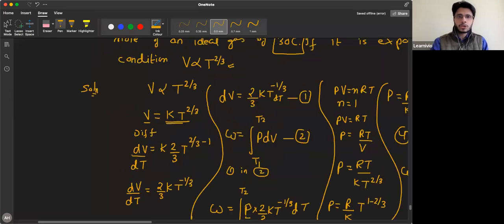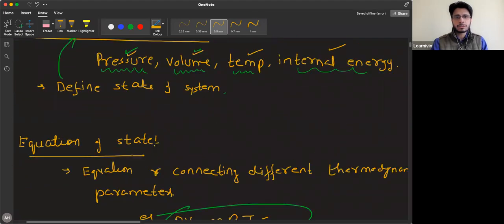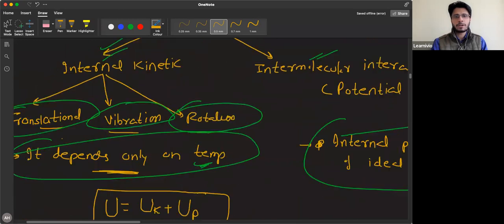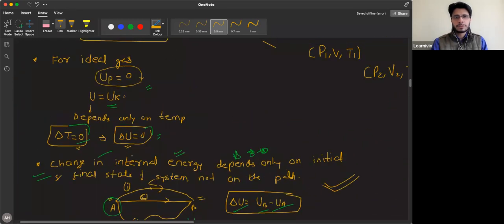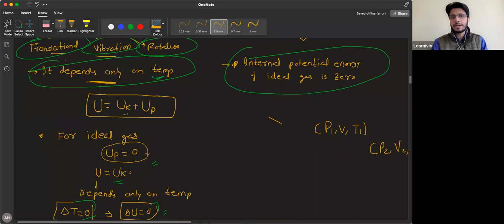See, for this question, you should always remember this result that we have written. I wrote that internal energy is kinetic and potential. Internal kinetic energy depends only on temperature, but internal potential can depend upon other factors. If you have an ideal gas, then internal potential is 0. But here, ideal gas is not given, you have water. So water will have both kinetic as well as internal potential energy. Temperature is not changing, so internal kinetic energy will not change, but internal potential energy will.